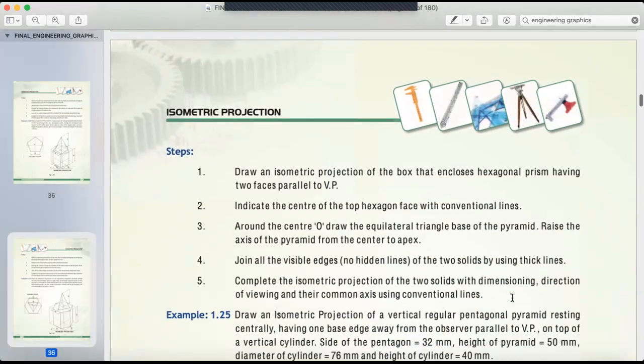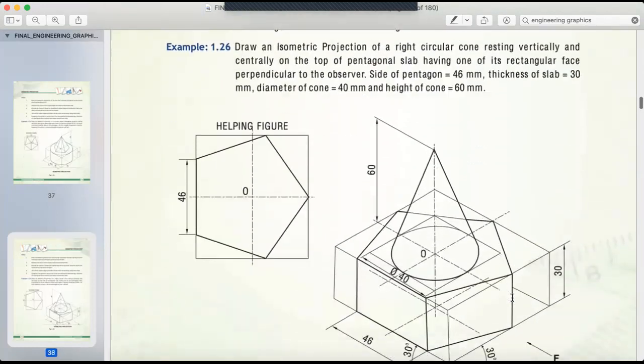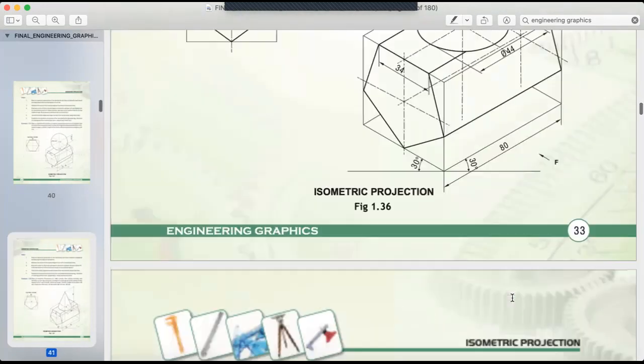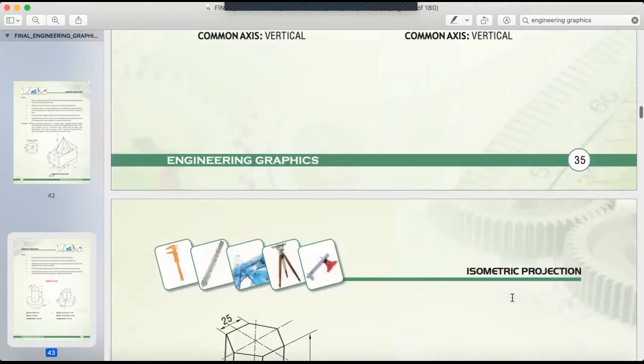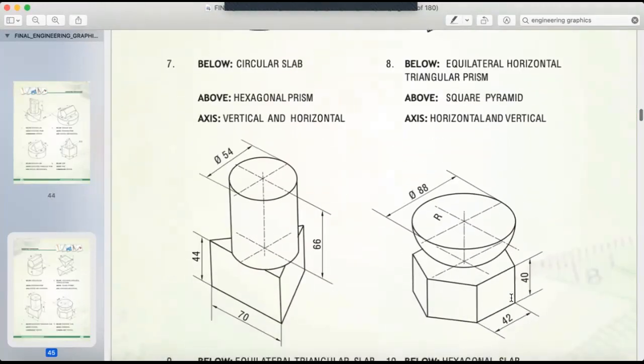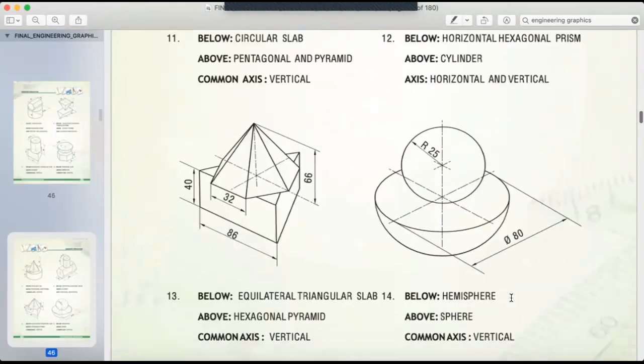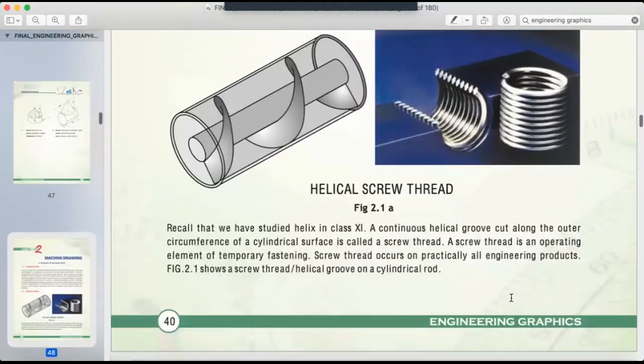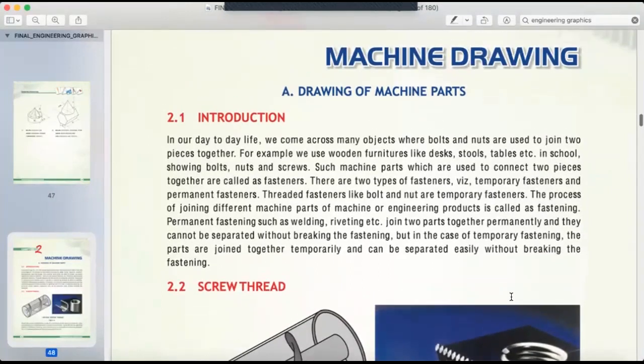Yeah, that's it from this topic, isometric. Then we'll see the next topic. See, I'm doing it in a rush. Maybe later on I'll come up with a detailed video where I will explain everything in detail. But today, since they have an exam on Monday, I want to do it quickly.